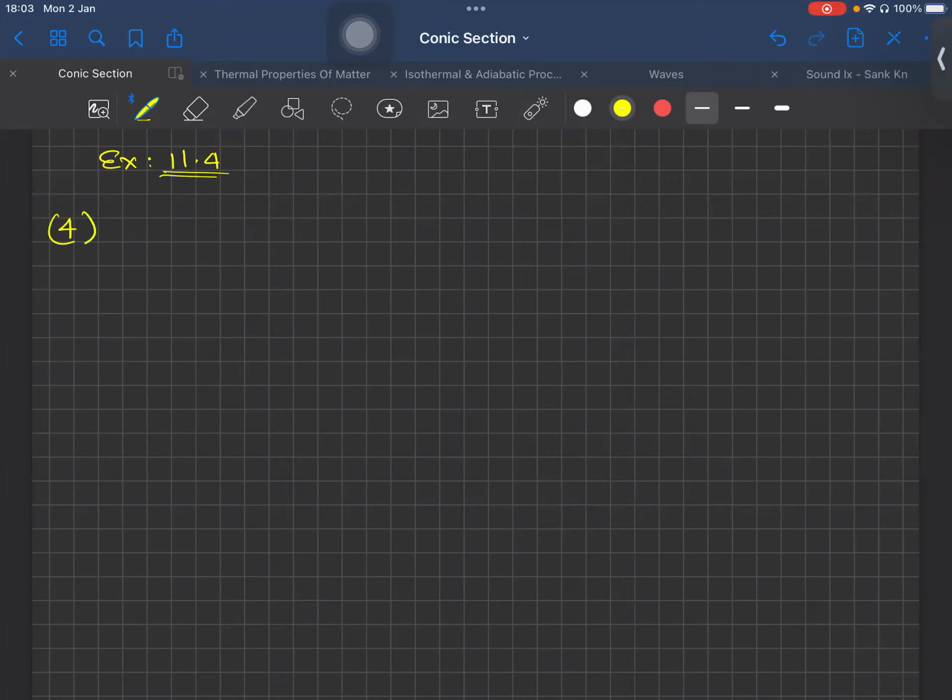Exercise 11.4. Okay, sir, I have written it here on the screen. Question number 4: the equation of the hyperbola is given as 16x square minus 9y square is equal to 576. Find the coordinates of the foci, vertices, eccentricity, and length of latus rectum of the hyperbola.